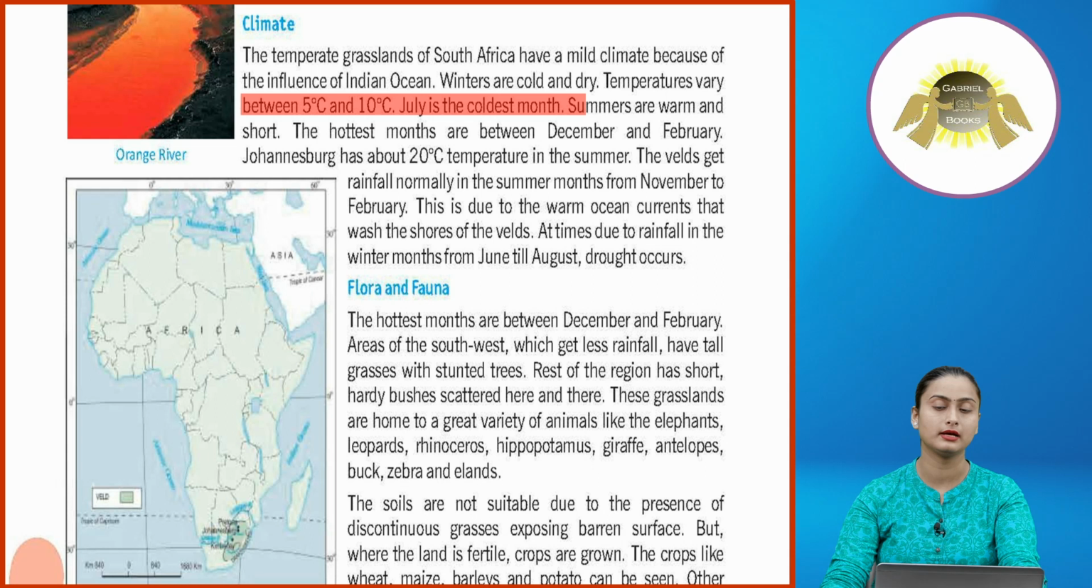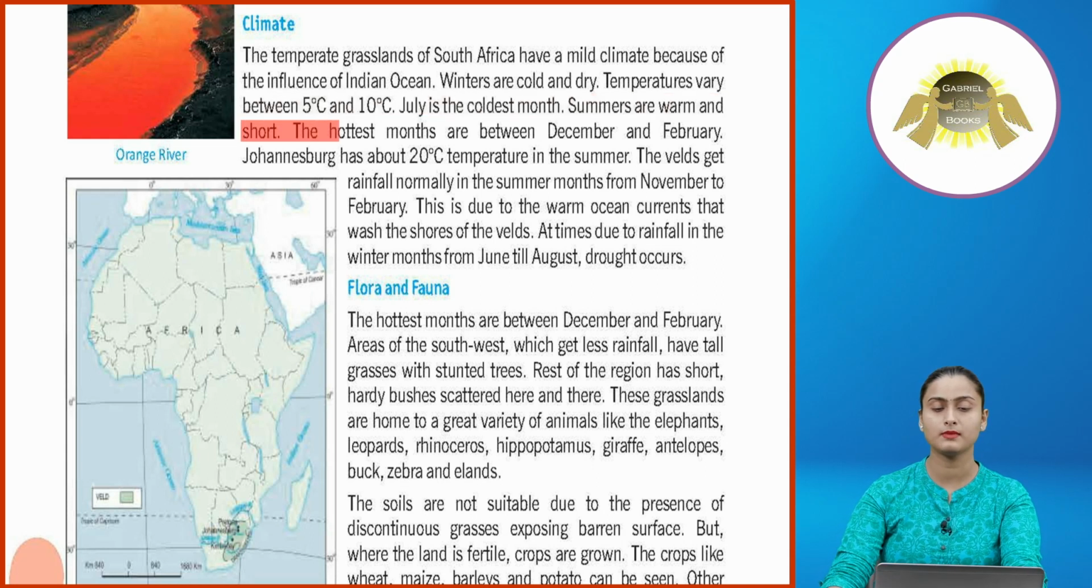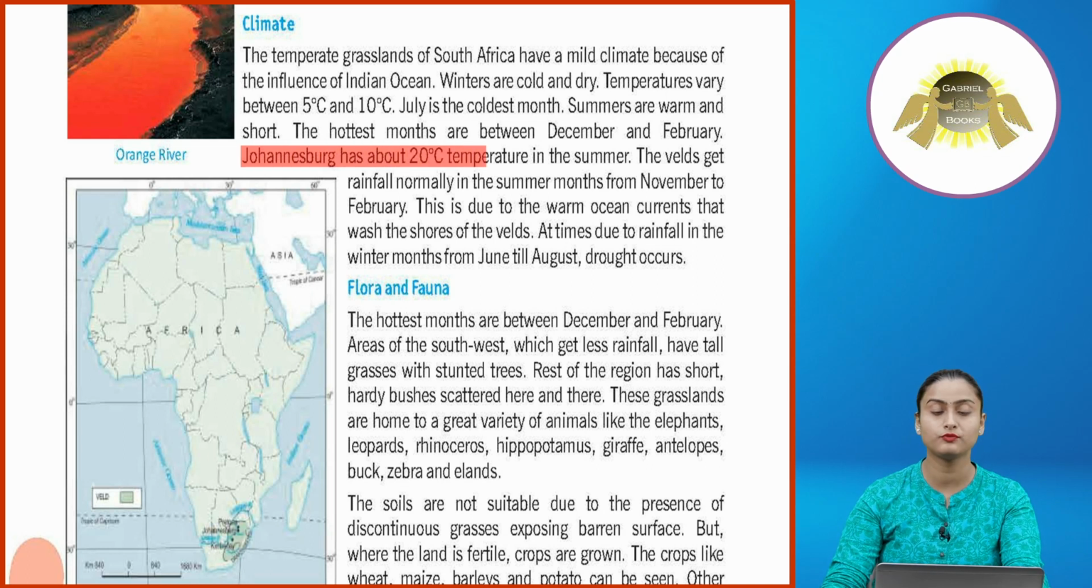July is the coldest month. Summers are warm and short. The hottest months are between December and February. Johannesburg has about 20 degrees Celsius temperature in the summer.